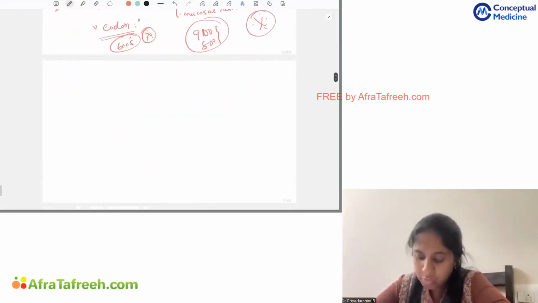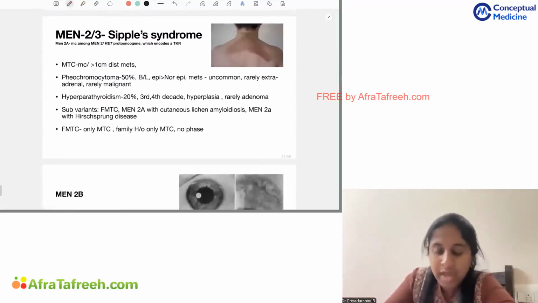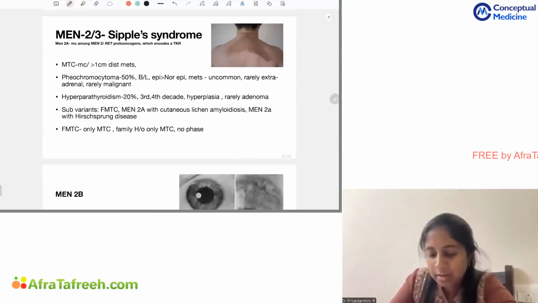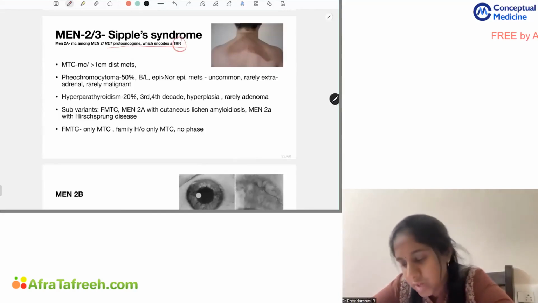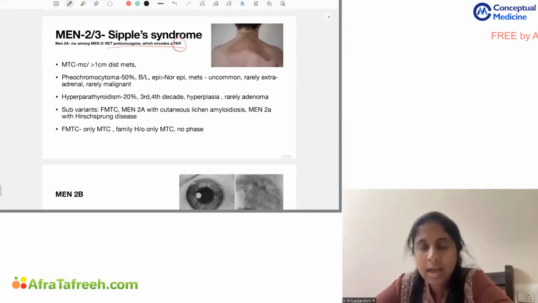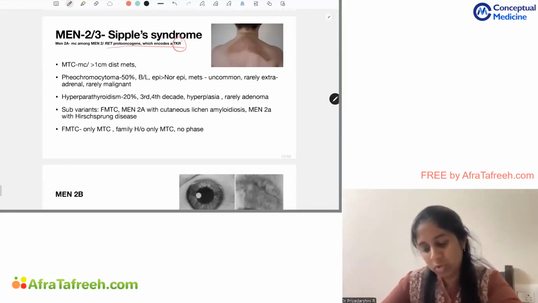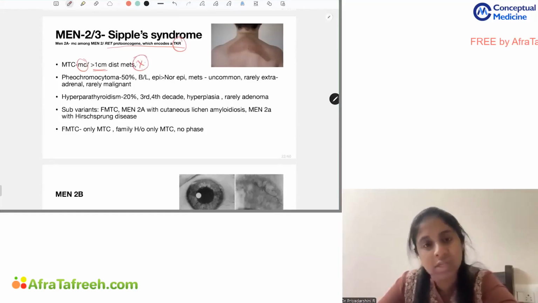Okay, so this is about MEN2 syndrome. MEN2 is generally called Sipple syndrome. MEN2A is more common than MEN2B. It's the most common among MEN2. And the RET proto-oncogene usually encodes a tyrosine kinase receptor. So what happens is that it's going to increase your tyrosine kinase activity. So medullary thyroid cancer in MEN syndrome would be the most common. In both, it's very common. More than 1 centimeter of medullary thyroid cancer is definitely associated with distant metastasis.